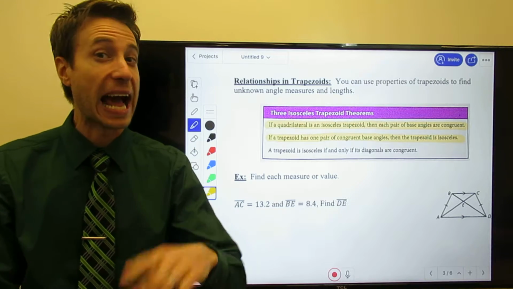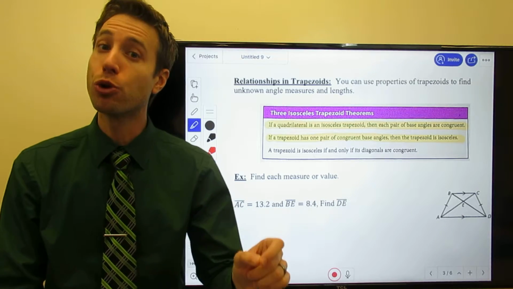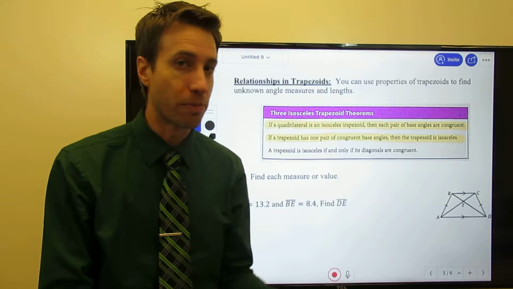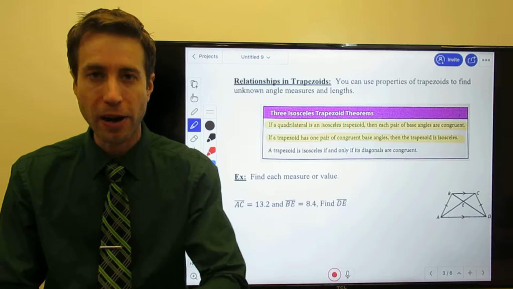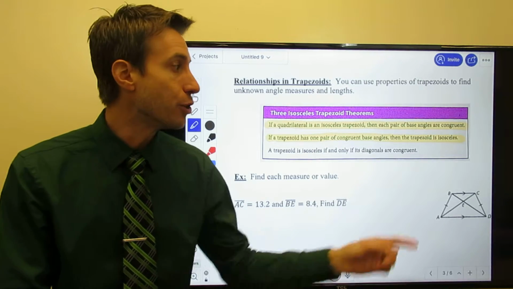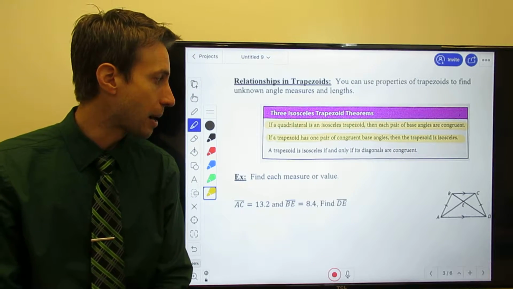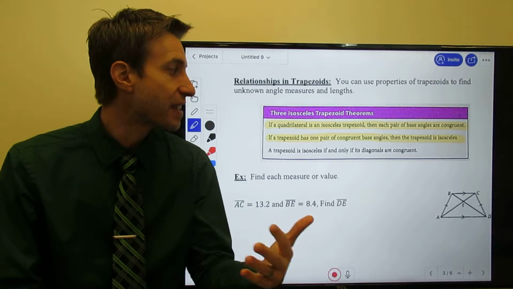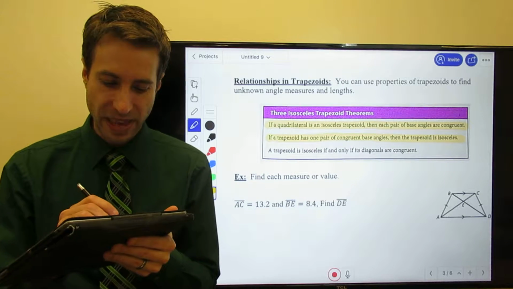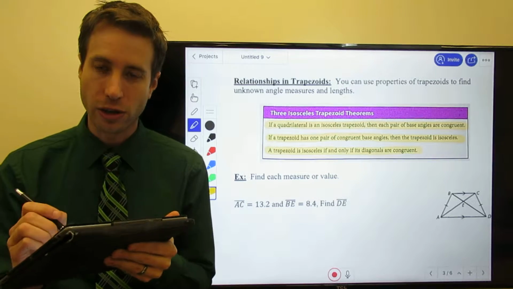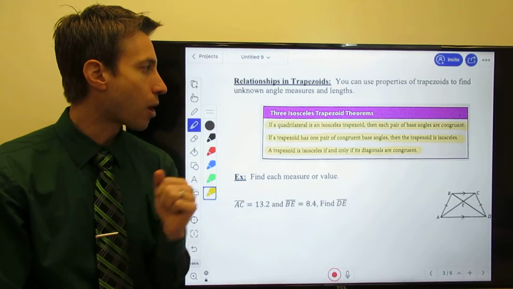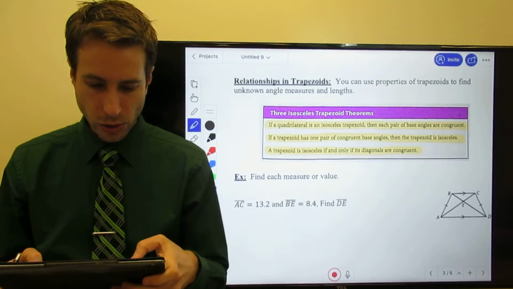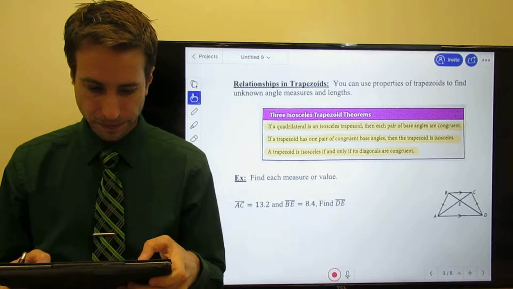This is really interesting and actually a condition for proving that it's an isosceles trapezoid. If you can show that a pair of base angles are congruent, then you know it must be an isosceles trapezoid. And the last one I've got for you here: a trapezoid is isosceles if and only if its diagonals are congruent. So we're going to use those properties and theorems of trapezoids to answer some questions. Let's take a look at these right here.